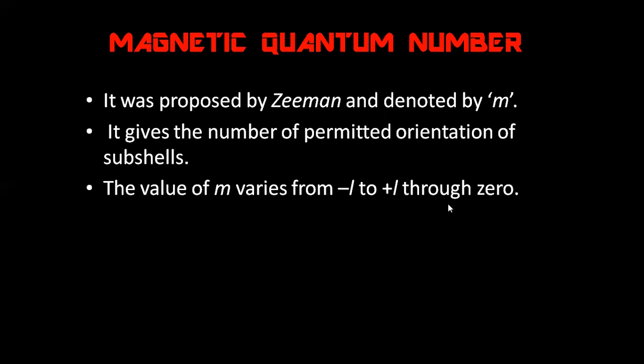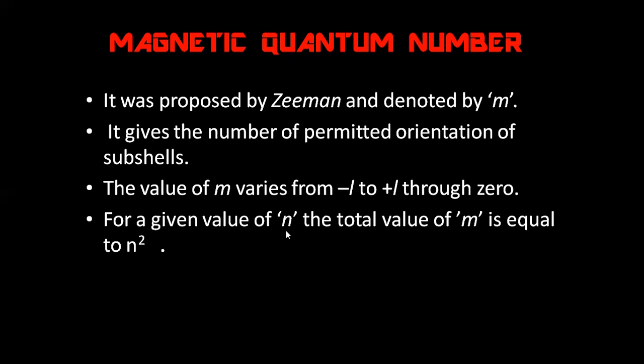So if anyone tells you, let's say L is equal to 2, what are the values of m? So it will go from minus 2 to plus 2. So you have to count it: minus 2, minus 1, 0, plus 1, plus 2. So there will be 5 values. If anyone tells you L is equal to 1, how many values of m will it have? It will be minus 1, 0, plus 1. So 3 values. So that is how we can find out how many values of m, that means how many orbitals are present in a definite subshell. That is nothing but the number of permitted orientations of the subshell.